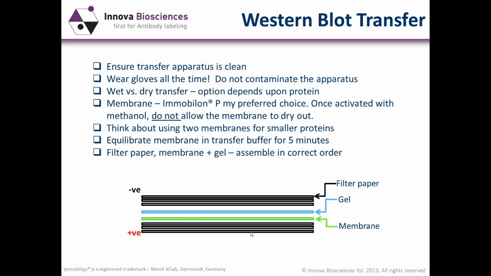I would have 3 layers of filter paper, followed by the membrane itself, then the gel, and then on top of that 3 layers of filter paper. Again, people sometimes have only 2 layers of filter paper. For me, filter paper is dirt cheap and I found it worked very well. It created a nice sandwich between the two electrodes, and therefore ensured I had a good connection between the 2 plates.